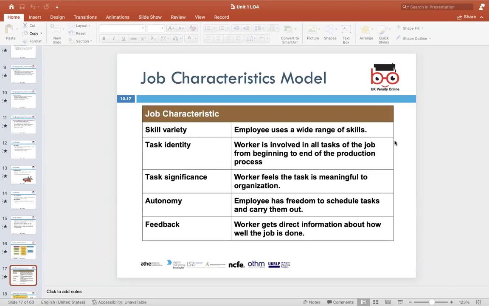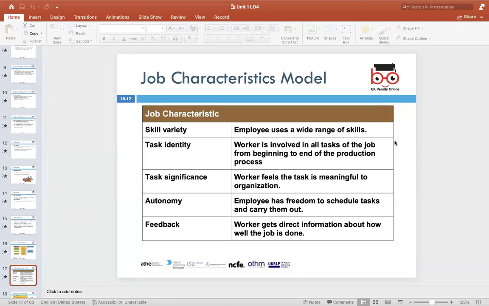Now you have the job characteristic model, which explains how you identify a specific task. You have significance, you have autonomy, you have feedback. An employee might use different skill sets that they already have, existing skill sets, to make sure they're doing their tasks properly, from the beginning to the end of the production process.